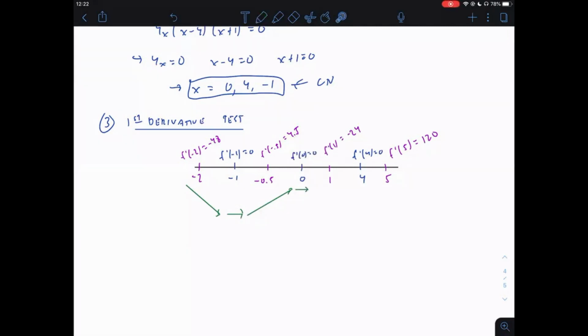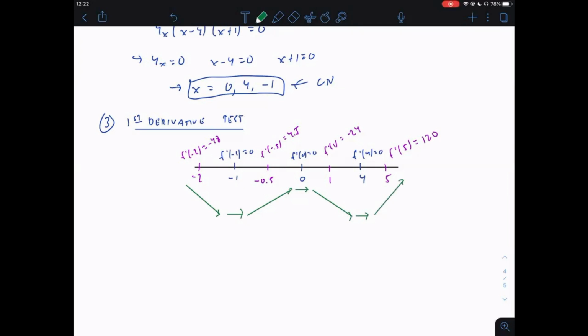Okay. And after flattening out for a second time, since this test point at 1 gives a negative value, that means our function started to decrease again. So it came down, reached that third critical number, flattened out for the third time. And after that third critical number, since the first derivative gave us a positive slope, that means once again, our function was increasing.